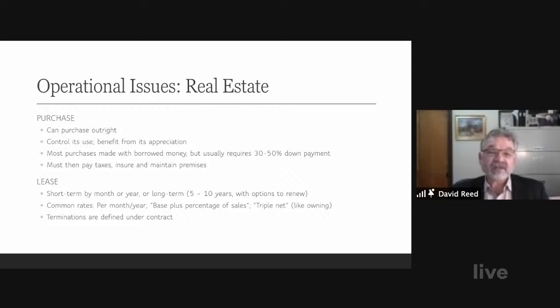Base rent plus percentage of sales. So if you're in a retail operation and your store is very, very successful, the landlord is going to want 5 or 10% of your sales profitability for being there in addition to that base rent. Or you can do a triple net. It's basically you acting as the owner of the building, but you don't own it. You have all the obligations of maintenance, paying real estate taxes, paying insurance, but you don't own the building.